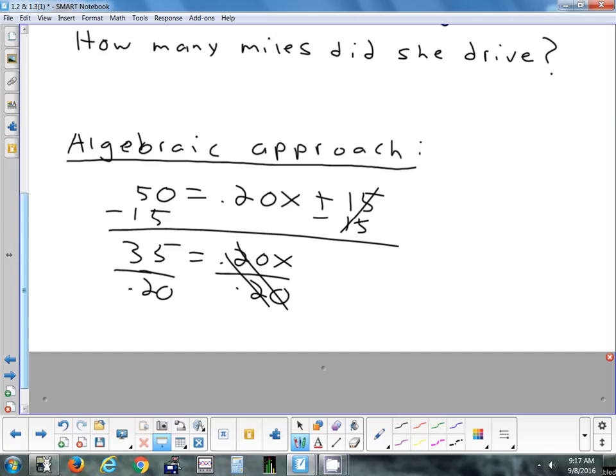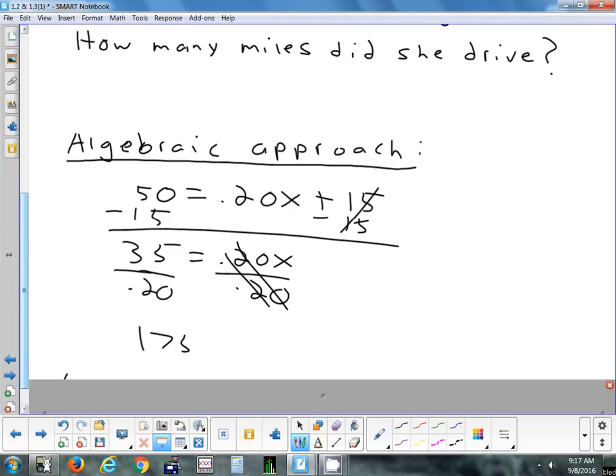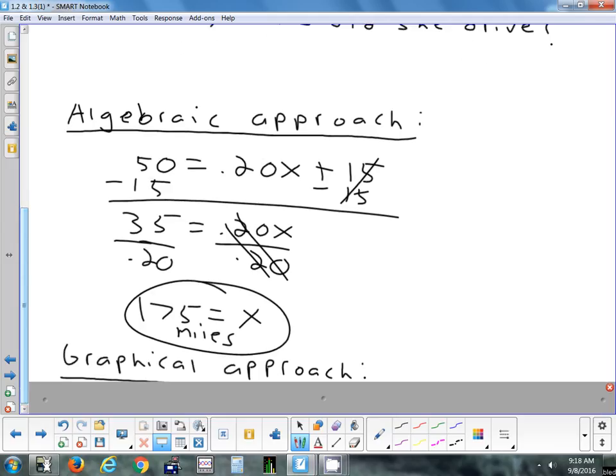Anybody check that on their calculator? Is that what you got? Yeah. Okay. And that's $175 or miles? Miles. Right, so that's the algebraic approach to solve it.